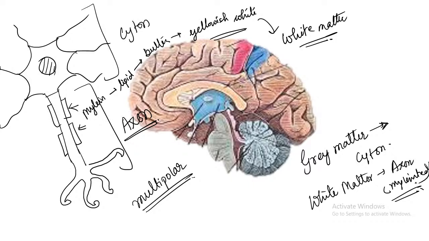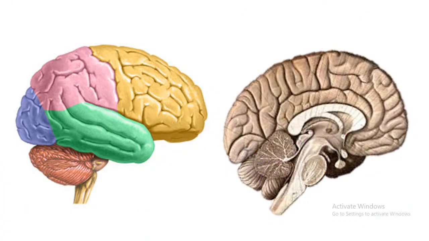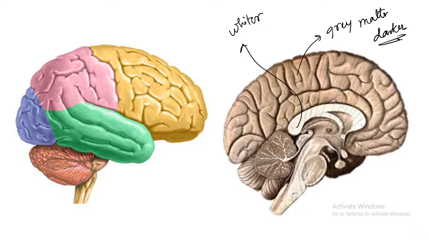Now in reality, what happens? Does gray matter really look gray or white matter really look white? It's not like that. If you see the right hand side brain, I told you this is the original diagram. See, the white matter is whiter and the gray matter is darker. Okay, can you appreciate the change in tones, light and dark?